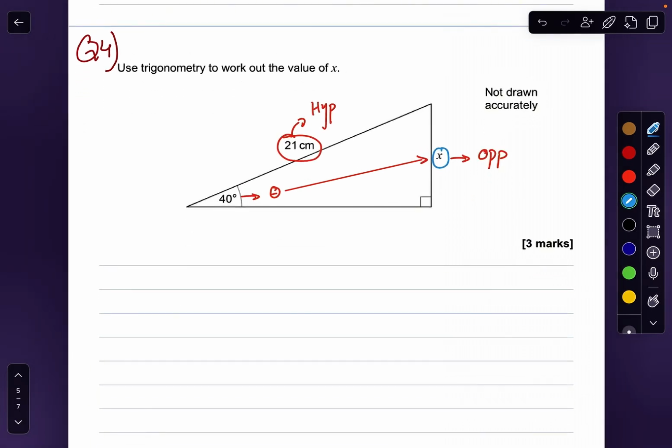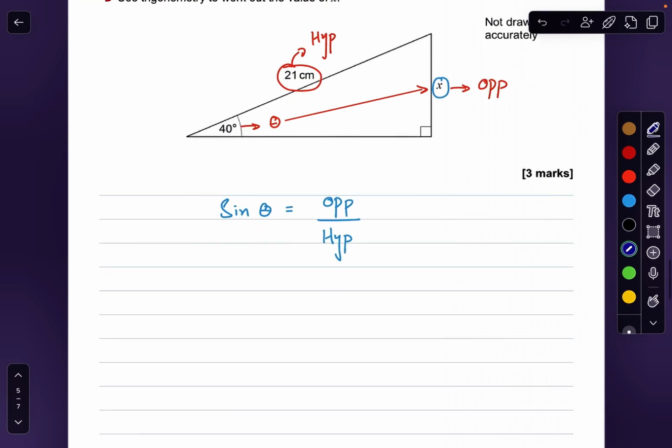So for solving this, we have to just use the sine of that. Sine theta equals opposite divided by hypotenuse. And now solving this one out, we are given theta, so sine of angle theta, that's 40 degrees, equals opposite, which is going to be x, divided by hypotenuse, that is 21. To solve this question, just take 21 to the other side and multiply there. So sine of 40 degrees multiplied by 21 equals x.